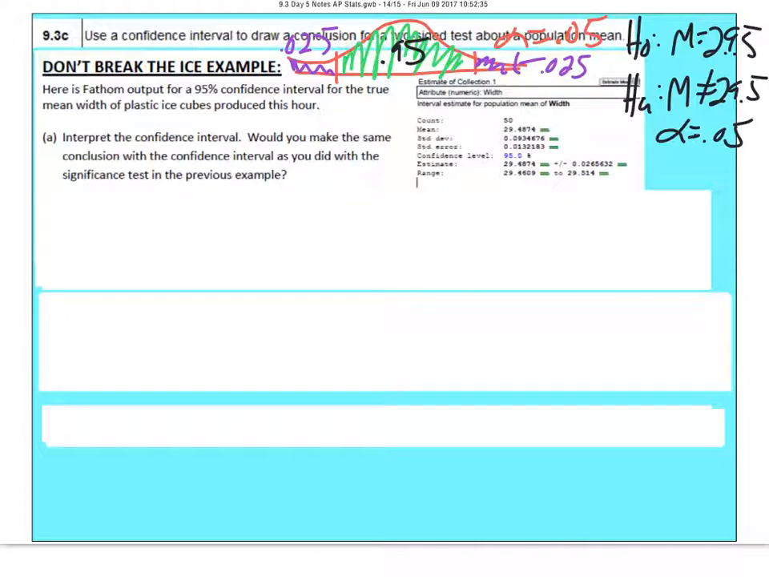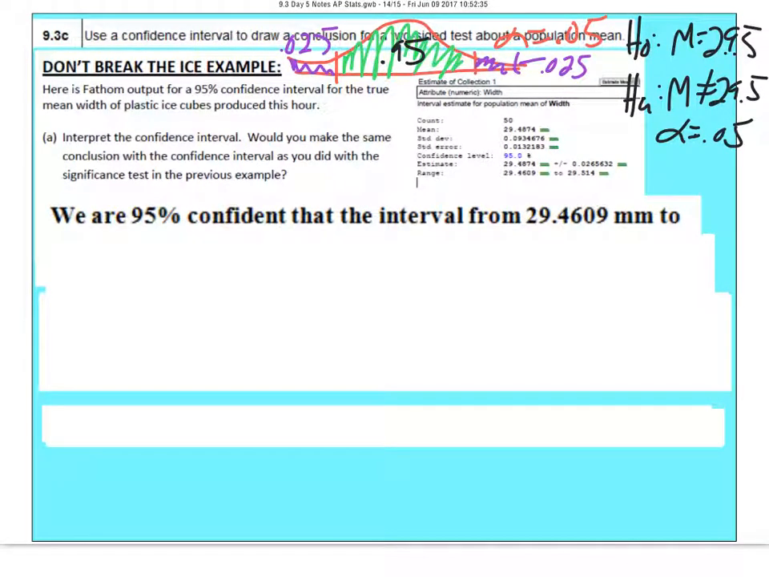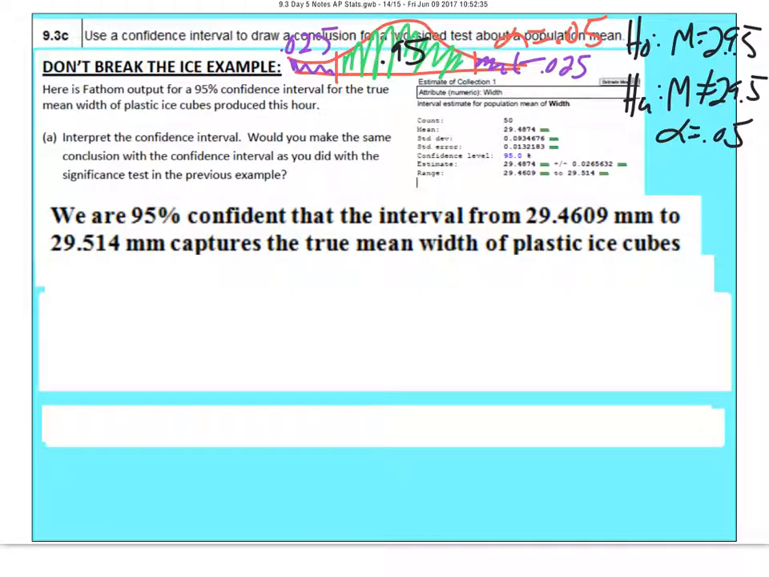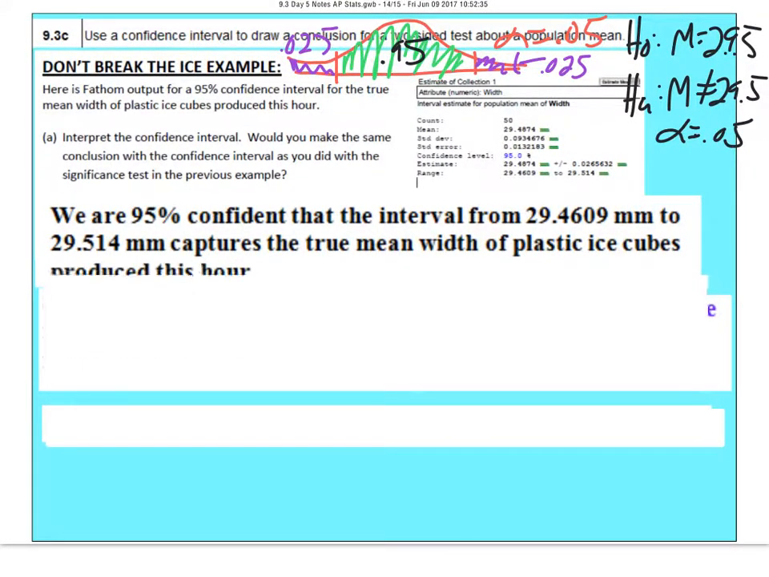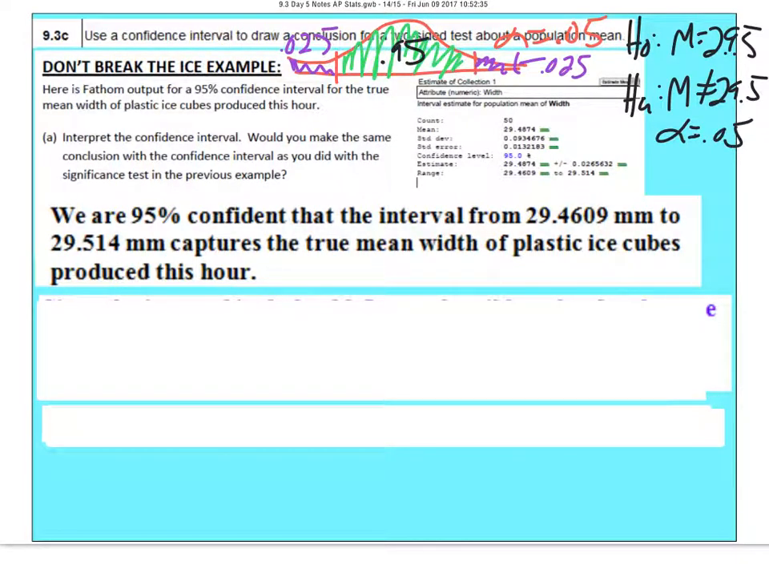Okay, let's take a look at this though. Here's our estimate that they have. The point estimate is 29.48, and then they have plus or minus this value. So this here is the confidence interval written out, and then here it is actually computed. So based on this, we could say we're 95% confident that the interval from this value to this value captures the true mean width of plastic ice cubes.